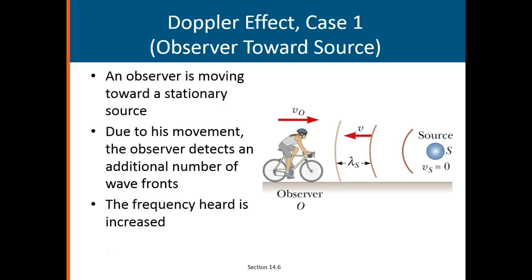If she was standing still, parked there, then she's going to hear one certain frequency, because her velocity is 0. But with her moving in that direction, the velocities add, you might say, the wavelength being the same, and the frequency goes up. The observer detects an additional number of wavefronts in the same time period, so the frequency is increased, going up.